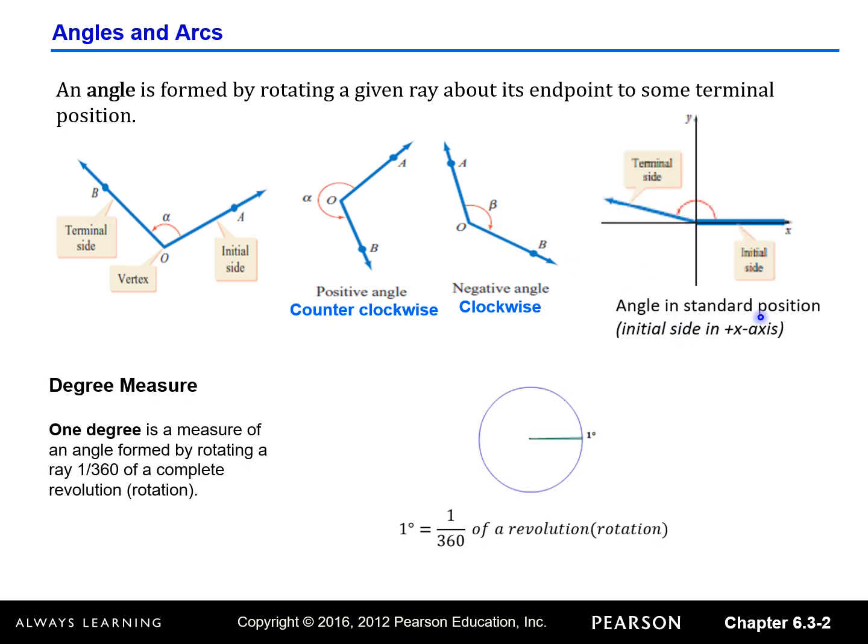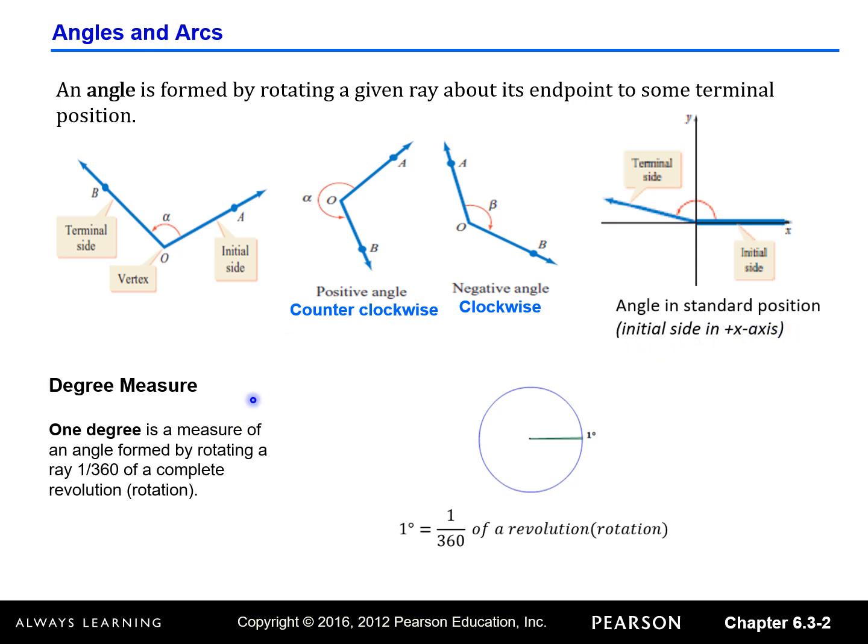An angle in standard position means that, starting from the initial side, which is on the positive x-axis, you rotate the initial side to a terminal side that lies in any of the quadrants. The terminal side can be in the first quadrant, the second quadrant, the third quadrant, or the fourth quadrant. So we can say that the angle is in standard position.